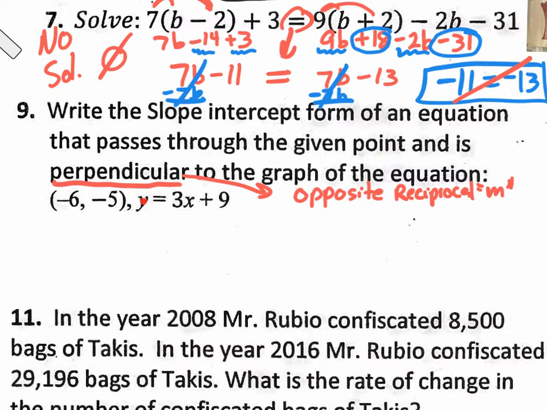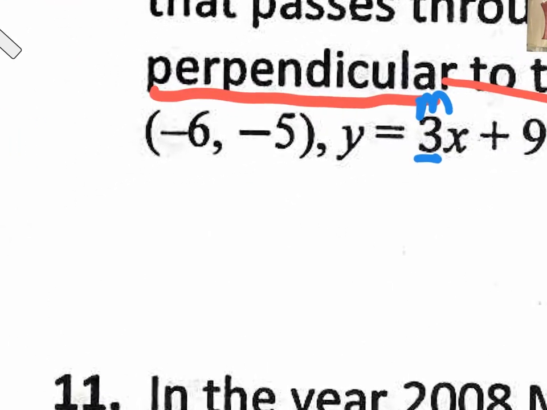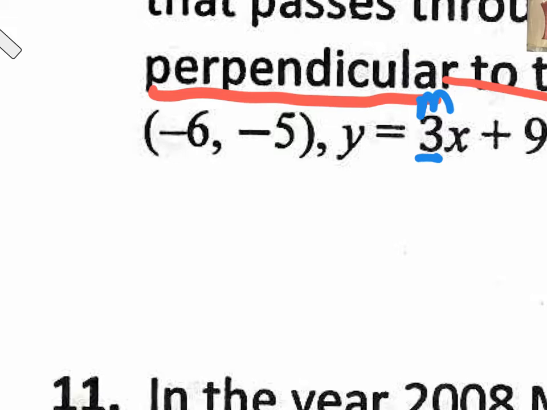So notice, they give you an equation and they tell you that your equation is going to be perpendicular to this one. So you could clearly see the m value of this equation. The m value is 3. Now your m value is not going to be 3. Your m value is going to be perpendicular to that m value. So what's your m value going to be?